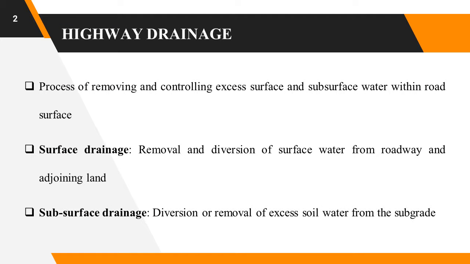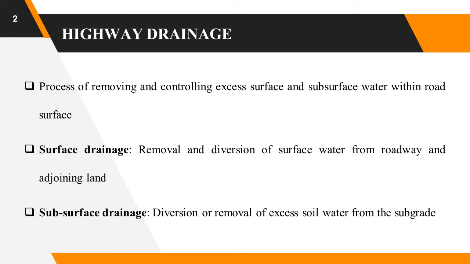Highway drainage is the process of removing and controlling excess surface and subsoil water within the right of way. The installation of suitable surface and subsurface drainage system is an essential part of highway design and construction. During rain, part of the rain water flows on the surface and part of it percolates through the soil mass as gravitational water till it reaches the groundwater below the water table.